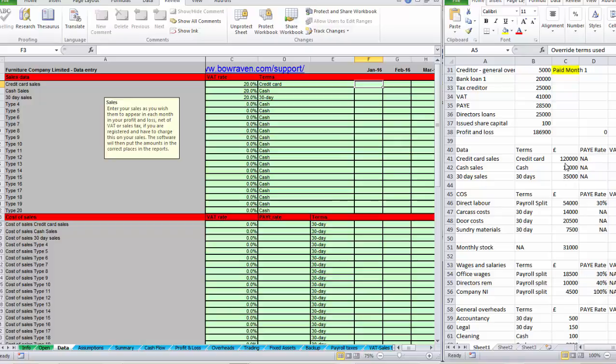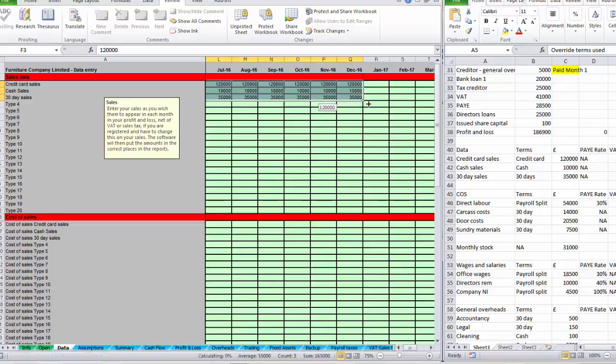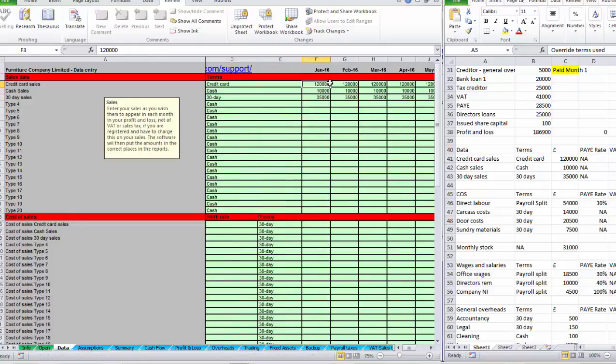Credit card sales were £120,000, cash sales £10,000, and 30-day sales £35,000. Then all I'm going to do for the demonstration is copy those across. I'm going to keep them the same per month. Of course, you could equally put in what you expect those to be, whether they're increasing or what have you.